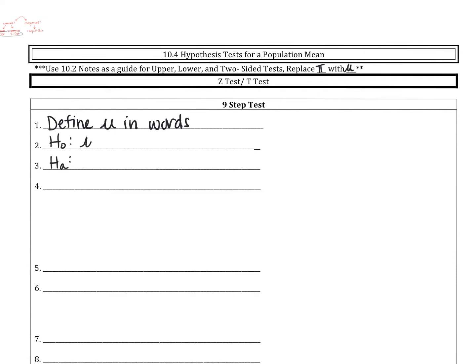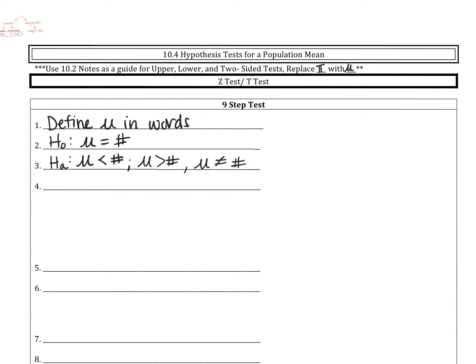Okay, step 2 and 3, remember they don't have to be in any particular order, but we're setting our mu equal to our hypothesized value. And then the alternate, we have 3 options. Either mu is less than that hypothesized value, it's greater than that hypothesized value, or we don't know, it's just not equal to that hypothesized value.